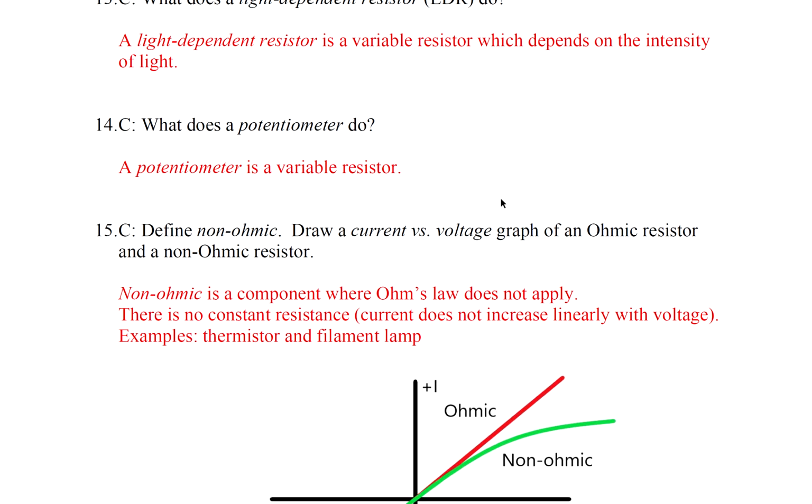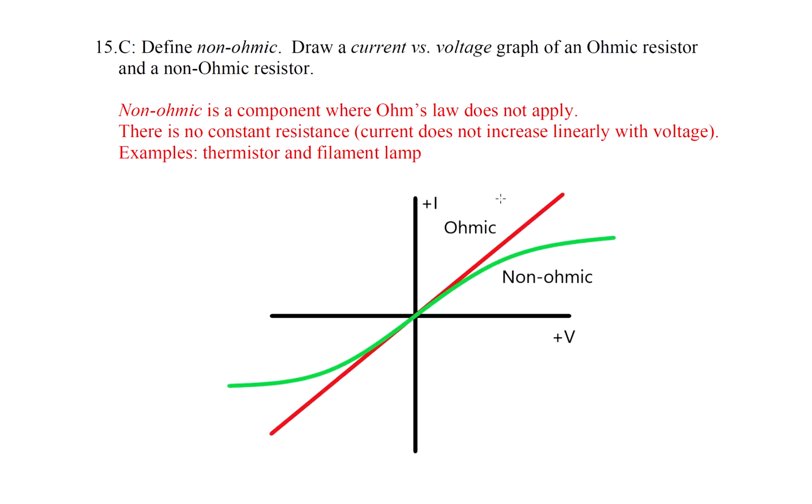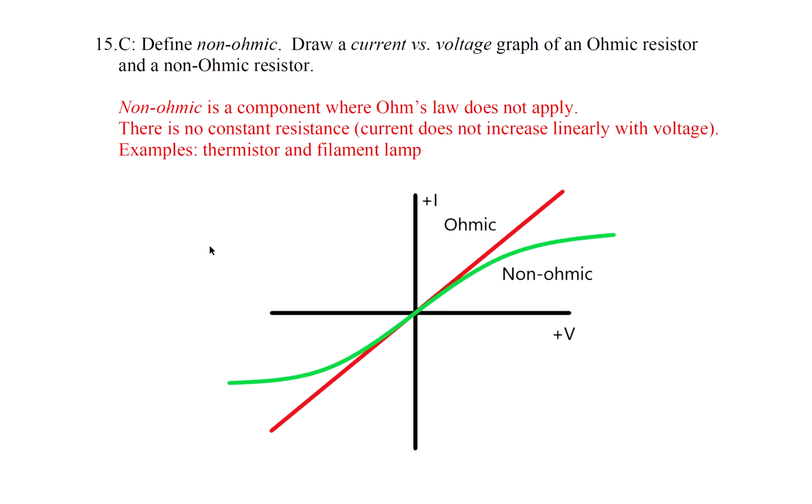Question 15. Define non-ohmic. Draw a current versus voltage graph of a non-ohmic resistor and of an ohmic resistor. So a non-ohmic resistor is a component where Ohm's law does not apply. Okay. So current does not increase linearly with voltage.